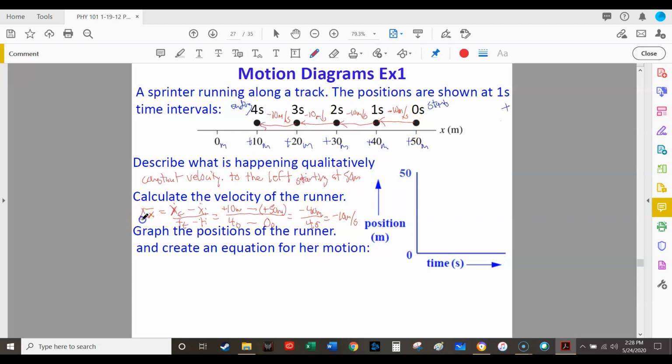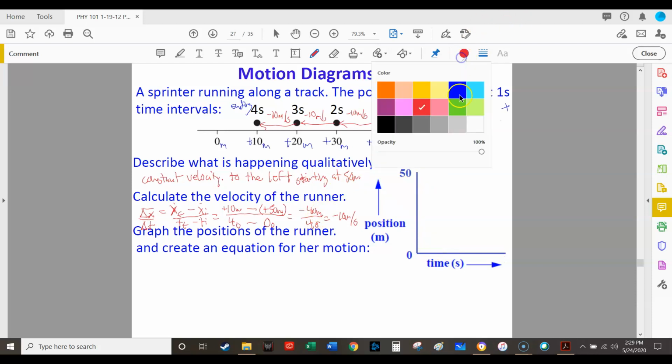And I should have put a delta t here. Its instantaneous speed is its average velocity. Its instantaneous velocity is its average velocity. Okay. All right. Well, let's put some increments on this.